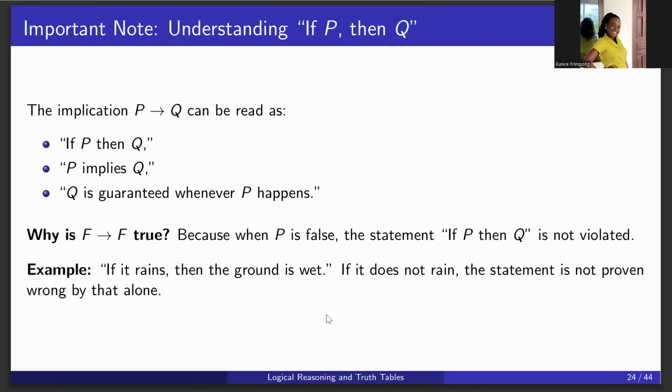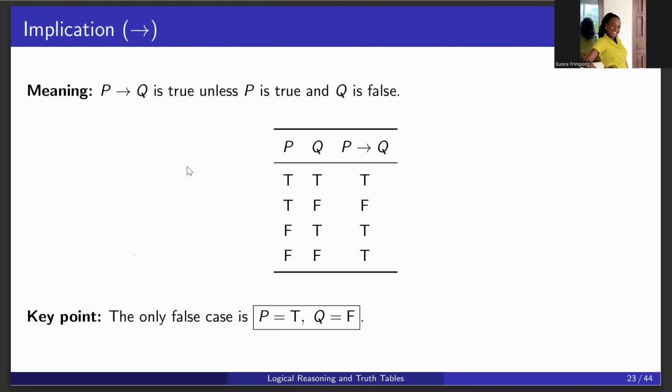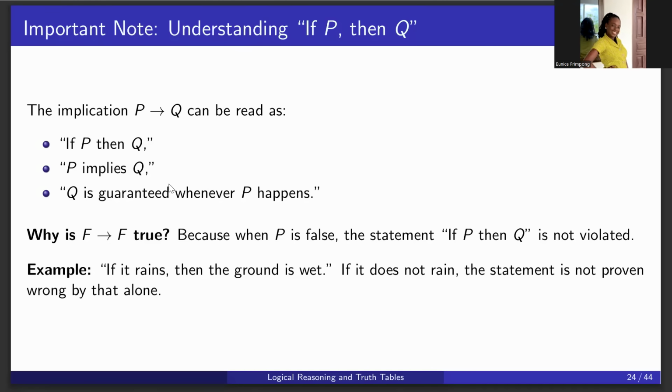So here's an example. The implication P implies Q can be read as if P then Q. So P implies Q. Therefore, Q is guaranteed whenever P happens. If P happens, Q must happen. That is why if P happens and Q does not happen, then this statement is wrong. Because once P happens, Q must happen. Since Q is guaranteed, it means Q has to happen once P happens.